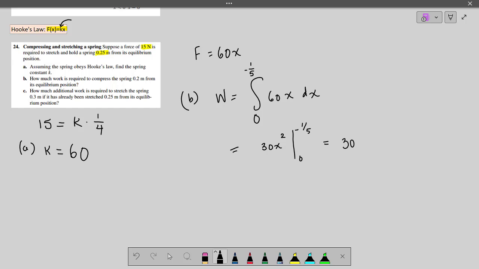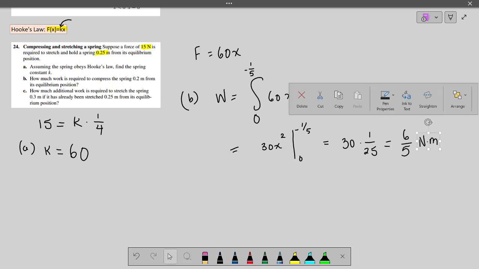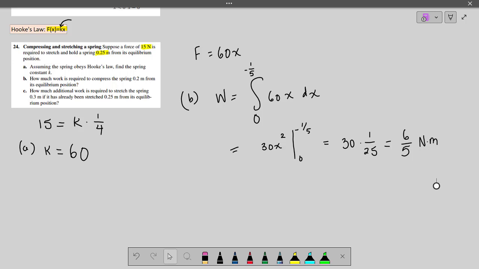So we're going to end up with 30 multiplied by 1/25. So we're going to get 6/5. And then our units here, so we're dealing with meters and newtons. So work is going to be a Newton meter. Force times distance gives you work.